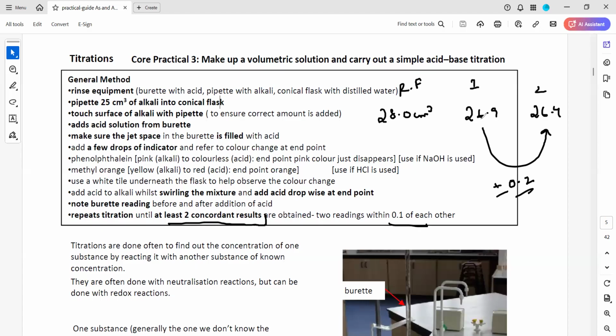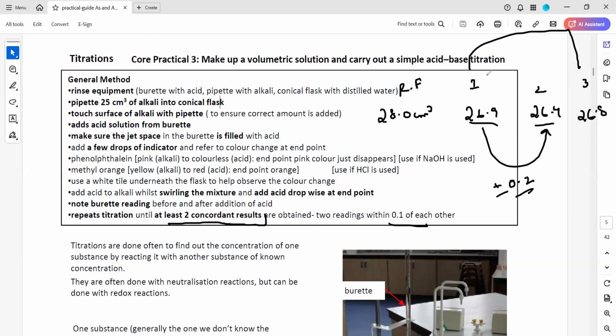Because the value difference is more than 0.2, you should repeat for a third one. Let's say we got 26.3. It's not that the second and third should be the same. Let's say I have a value of 26.8. Now the first and third are the same, so then I'll stop. Even if the first and second are the same, I'll stop. Concordant means at least two results within a range of 0.1. 0.1 is the best, but 0.2 is practically acceptable.